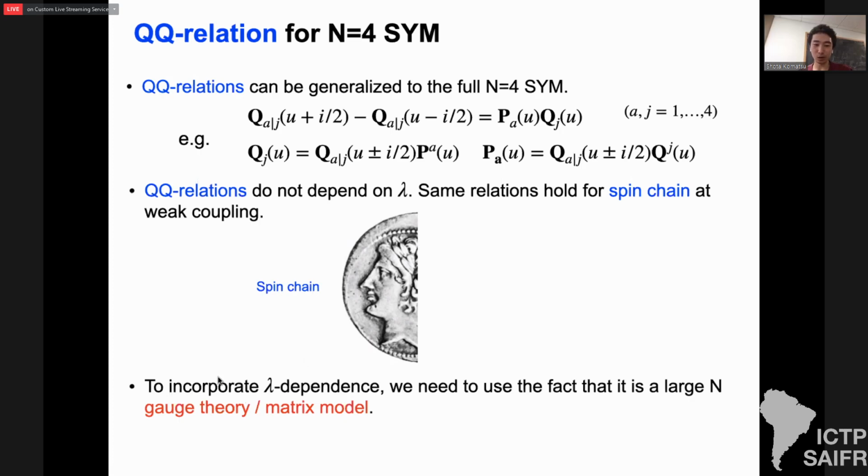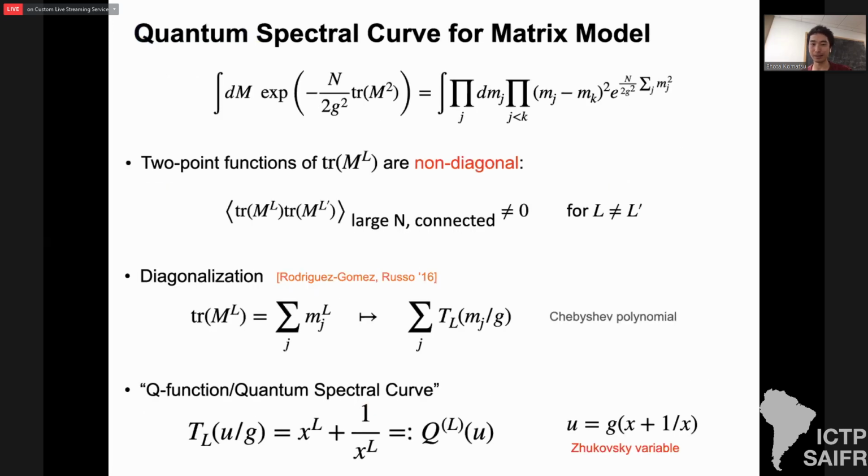And in order to incorporate this coupling constant dependence, we need to use the other side of the coin, which is the fact that it is a large N gauge theory or matrix model. So let me explain what the other half of the coin is in the simplest possible example, which is the large N Gaussian matrix model. Of course, in the large N Gaussian matrix model, there is no dilatation operator to diagonalize.